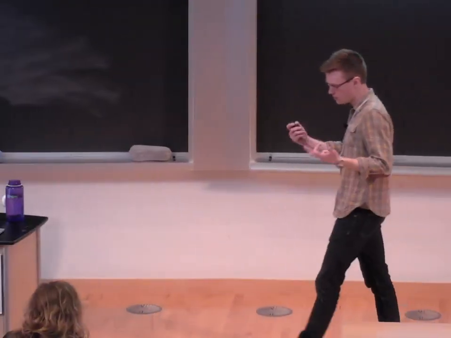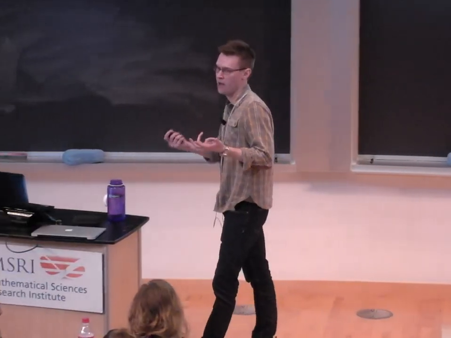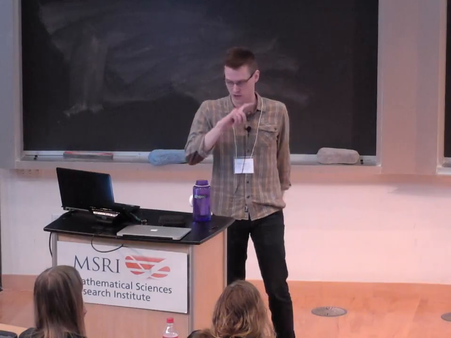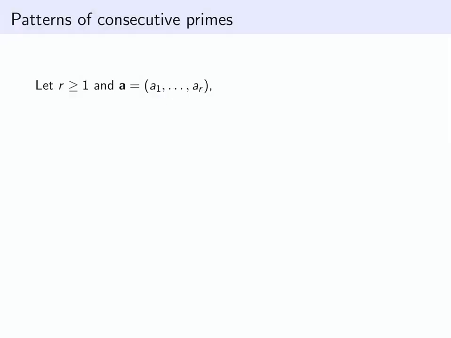In particular, what Sound and I were interested in is what if we look at patterns of consecutive primes modulo q. So let r be greater than or equal to 1, and consider some r-tuple of integers. And what I want to do is count primes for which the first prime is congruent to a1 mod q, the second prime is congruent to a2 mod q, the third prime is congruent to a3 mod q, et cetera.